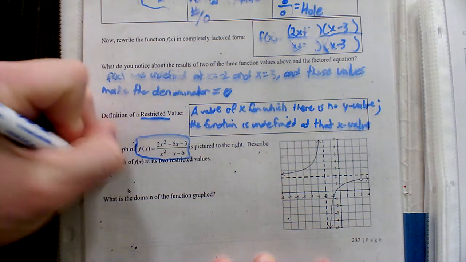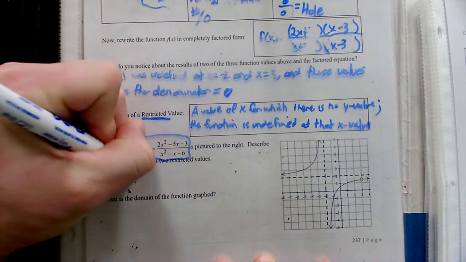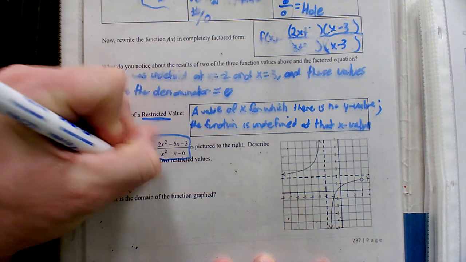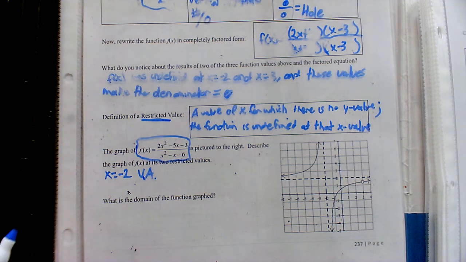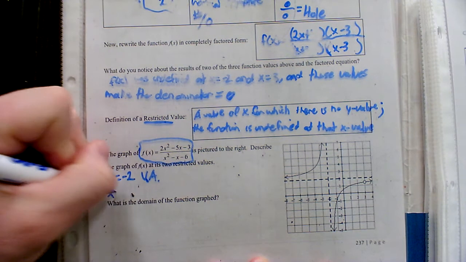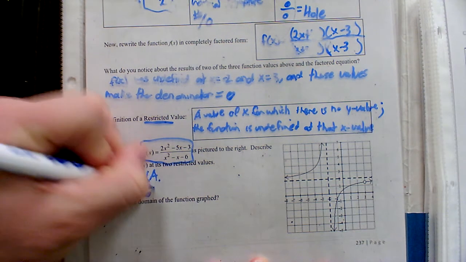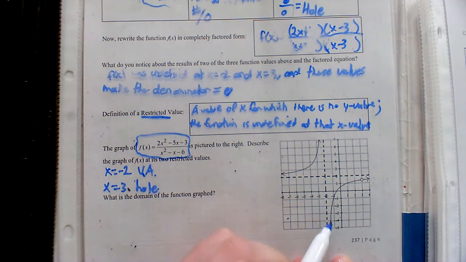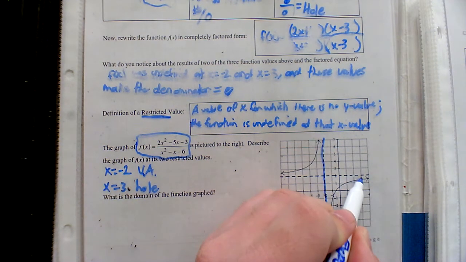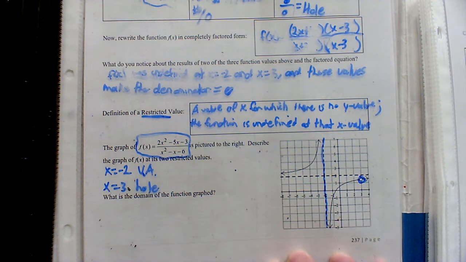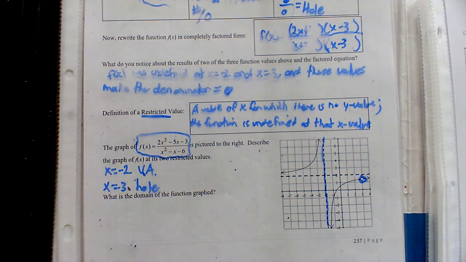Exactly. At x equals negative 2, there's a vertical asymptote. I'm just abbreviating. You can write it out if you want. VA. Vertical asymptote at x equals negative 2. And at x equals 3, there is a hole. So if you look at negative 2, there is your asymptote. And at 3, there's your hole. So those are the restricted values.